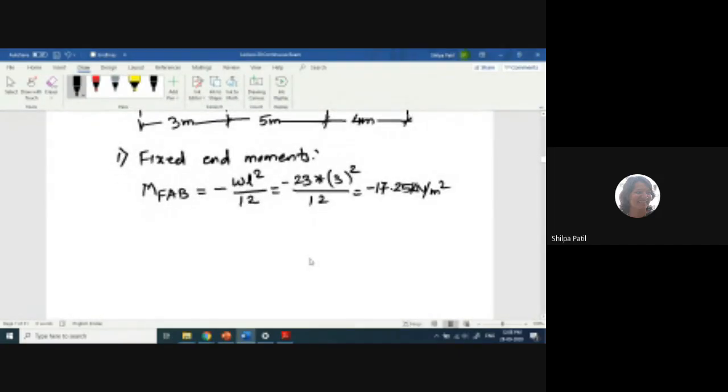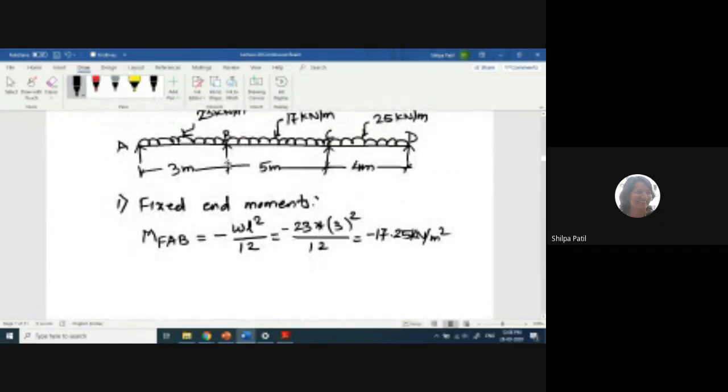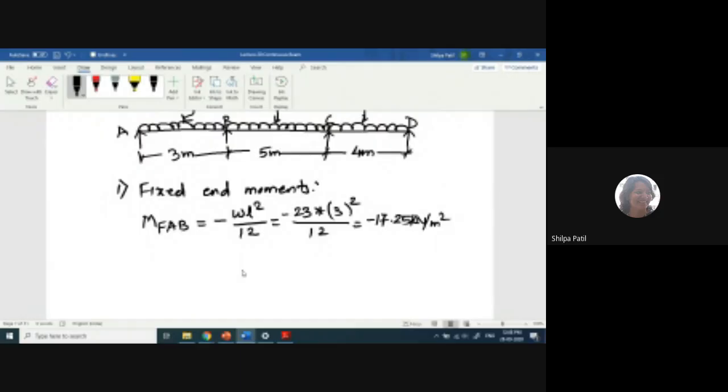Now the next is MFBA, right? Yes, ma'am. The value will be the same because the span is the same one here. So it will be simply plus WL square by 12. The value is same. So I will directly write down the value as plus 17.25 kilonewton per meter square. Similarly, now next we have to find out for span BC and then CD.